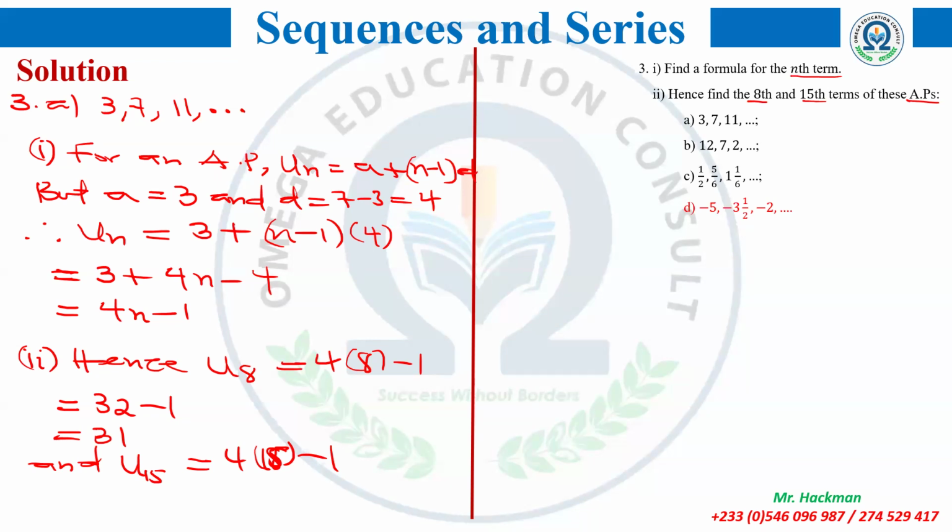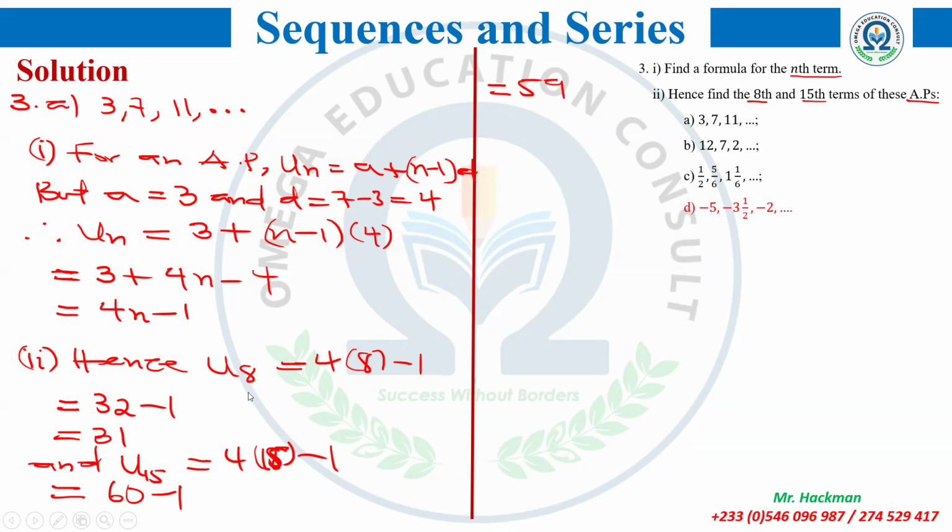You want to turn me into an English teacher, I won't mind. All right, so this is what we have. Now we know this becomes basic algebra. So this will be equal to 4 times 15, which is 60, then minus 1, which gives us 59. So we've drawn our conclusion. Don't write therefore again, hence is here. So hence u sub 8 is equal to 31 and u sub 15 is equal to 59.